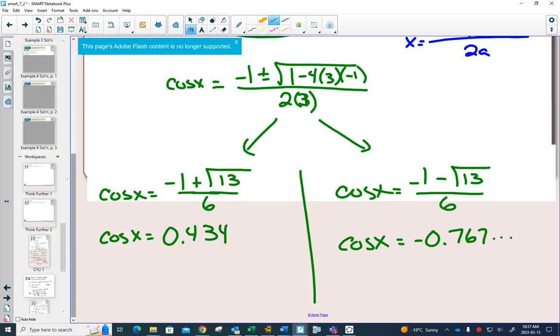Now, if we had got an answer, like before when I made a mistake and I got that answer above 1, that would have meant there would be no solutions because you can never have the adjacent bigger than hypotenuse. So for sine and cos, if you ever simplify it and get an answer bigger than 1, then there would be no solutions. But since both of these answers are between 0 and 1, we can find a reference angle and solve. So we'll do the positive one first.